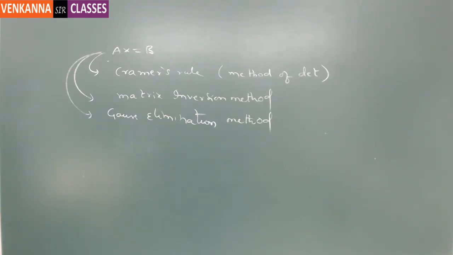So usually we apply these methods for square matrices. Whenever the coefficient matrix is a square matrix on the left side, we will apply these methods, which is convenient for us to solve. Can you recollect those concepts? Otherwise, I will give you a small illustration over them, how we are going to work with these methods.